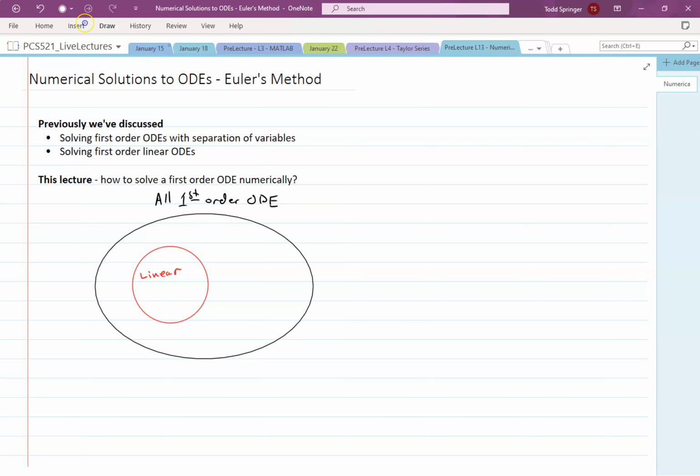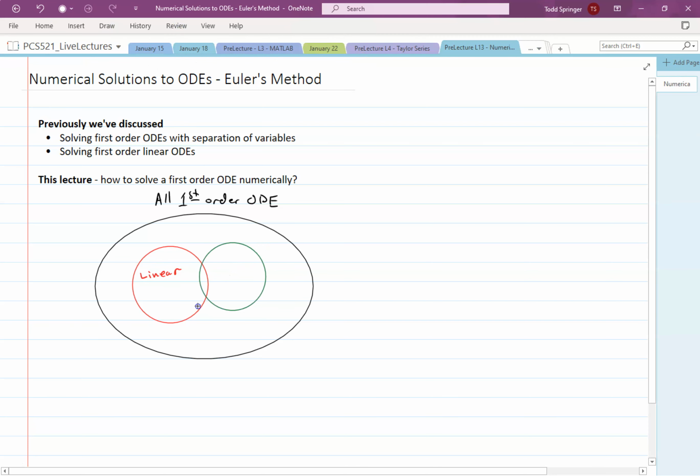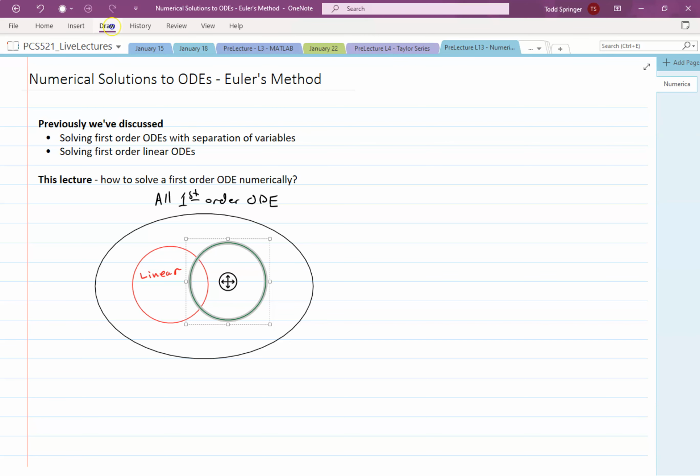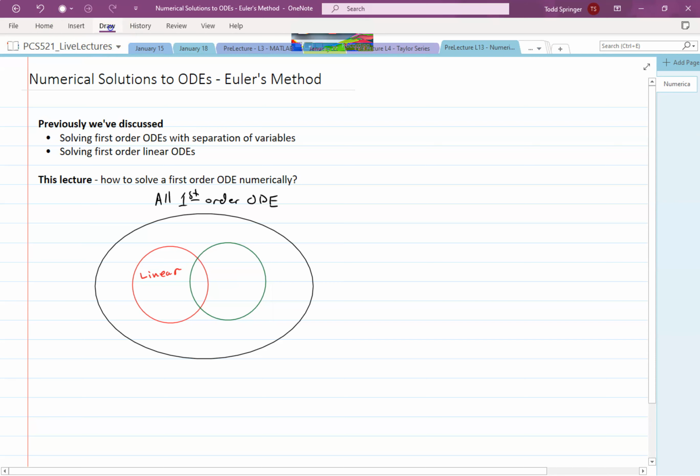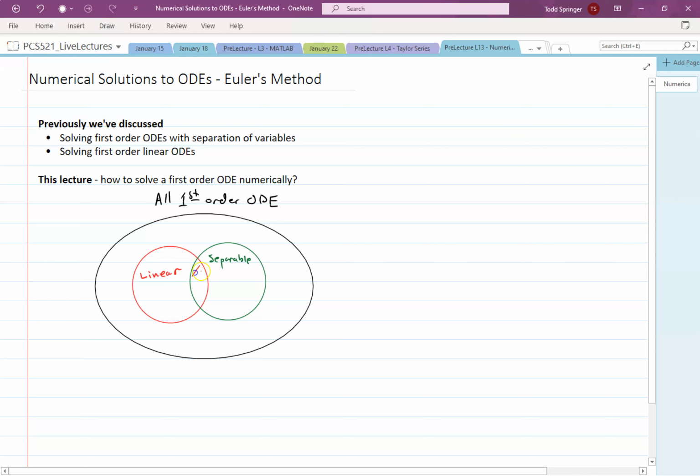And then there's also some subset which is separable. The separable equations you can solve by separation of variables. So there's some other subset of those which you can solve by separation of variables. So this is separable. And then, of course, there are some which are both linear and separable. So there's an overlap here. Some of these equations are both linear and separable.